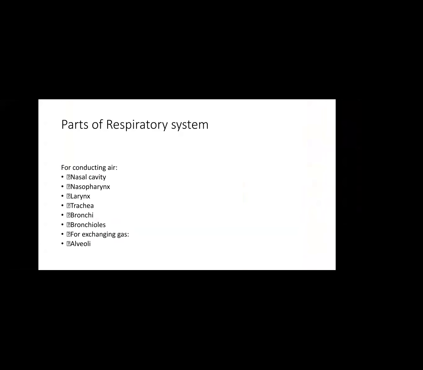So now, parts of the respiratory system. What are the parts for and what are they used for? For conducting air, that's basically for transporting air in and out of the respiratory system, we've got our nasal cavity, nasopharynx, larynx, trachea, bronchi, and bronchioles. And for exchanging the gas, we've got the alveoli, which is the last and smallest unit where all the gas exchange happens.